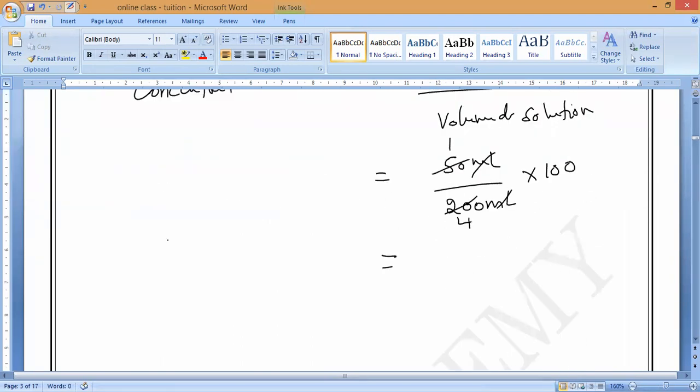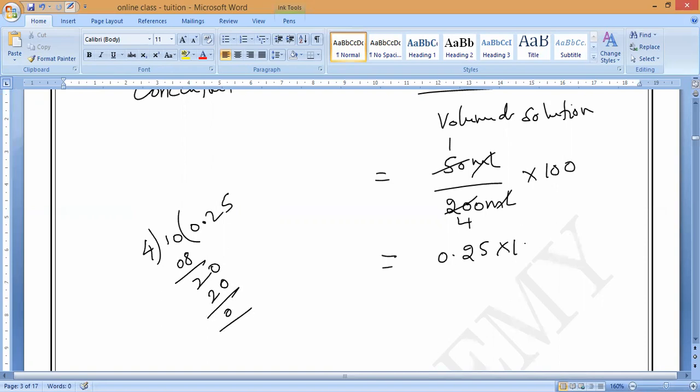So 1 by 4 means what, guys? 1 by 4 means 0.25. 0.25 into 100 is equal to 25%.